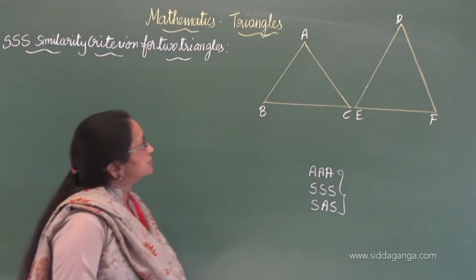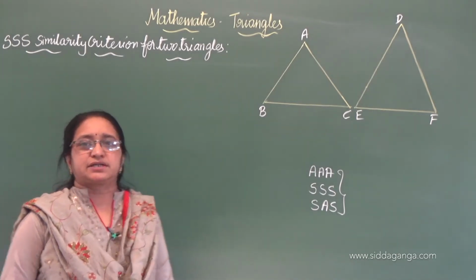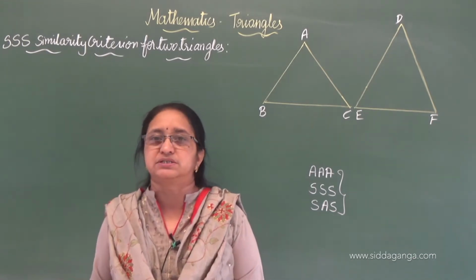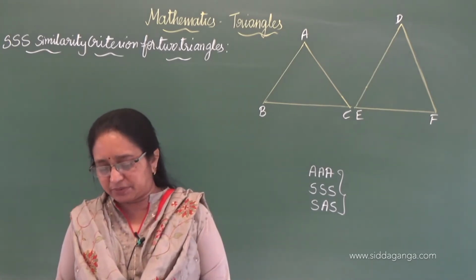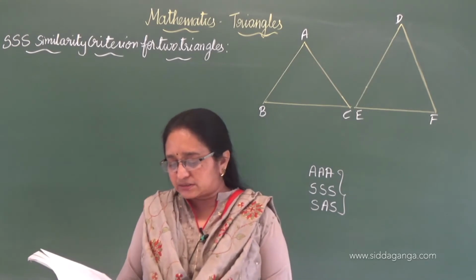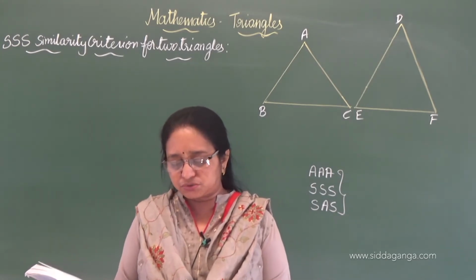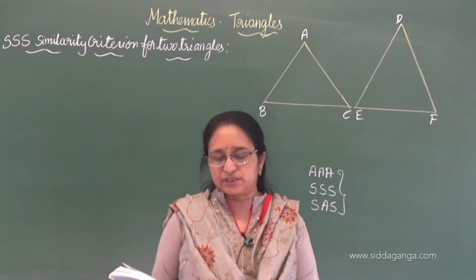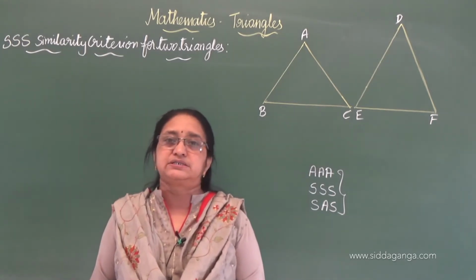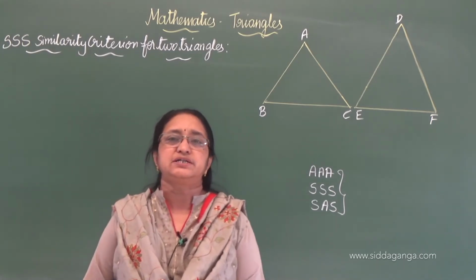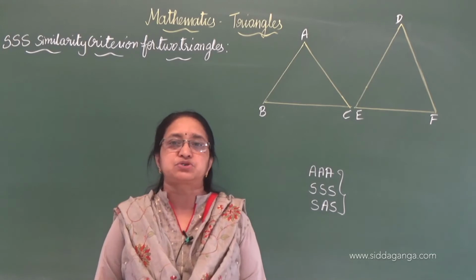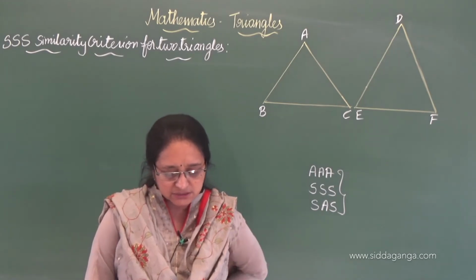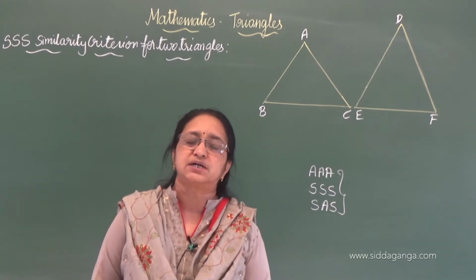So now let us see SSS similarity criteria. What is the statement? It is there in your textbook. Please refer to the textbook, page number 132. I will read out the statement for you and I will explain. If in two triangles, sides of one triangle are proportional to the sides of the other triangle, then their corresponding angles are equal and hence the two triangles are similar. So you have to read the statement carefully.